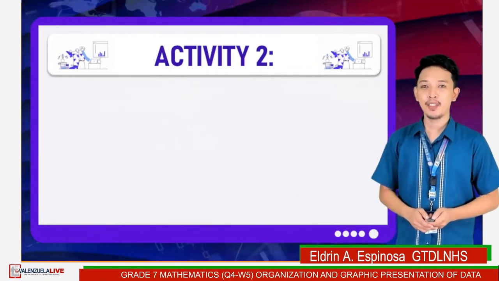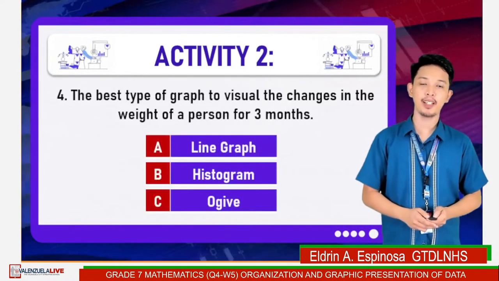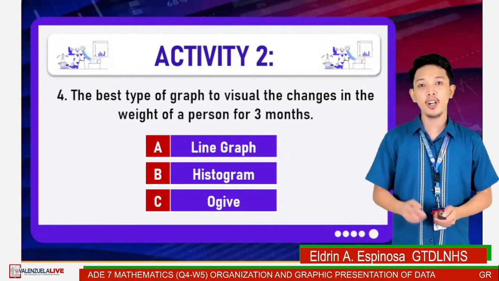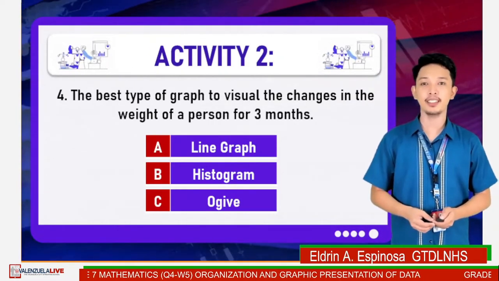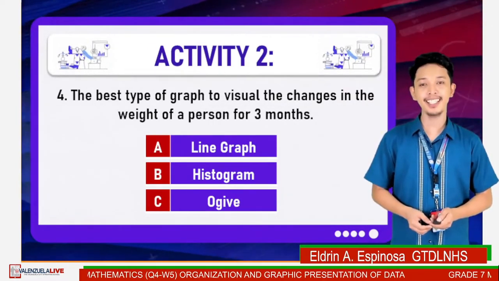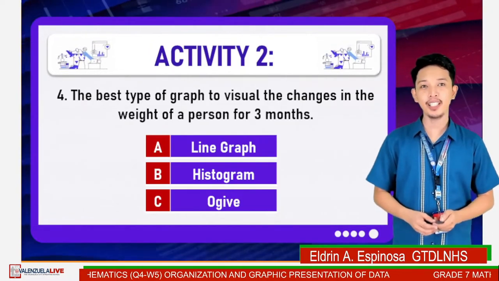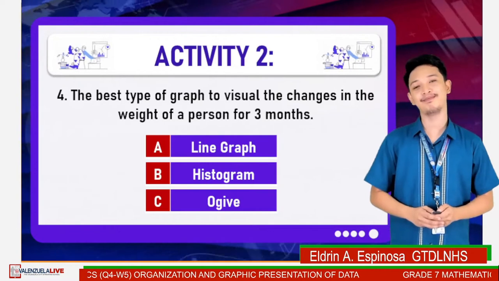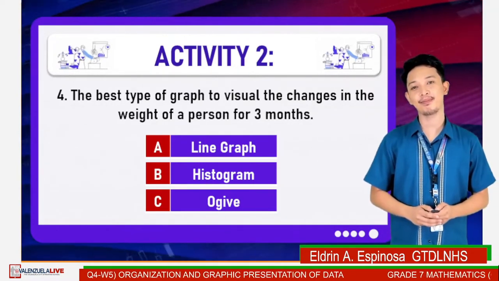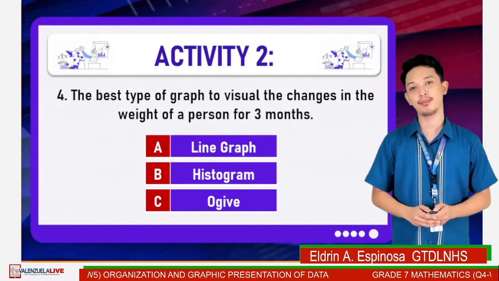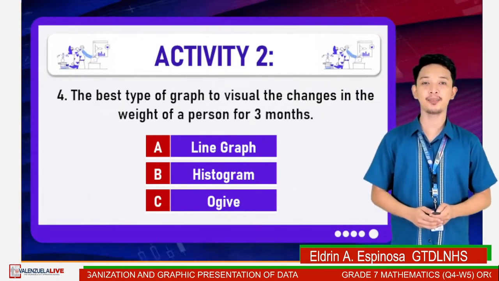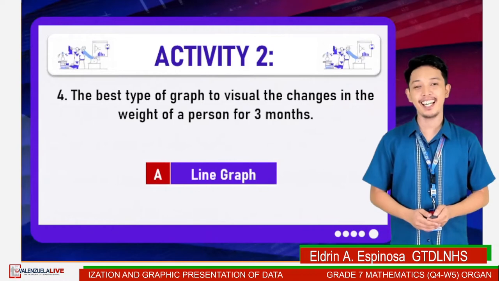Next, number 4. The best type of graph to visualize the changes in the weight of a person for 3 months. Is it letter A, letter B, or letter C? 5 seconds, go! Very good! The correct answer is A, line graph.